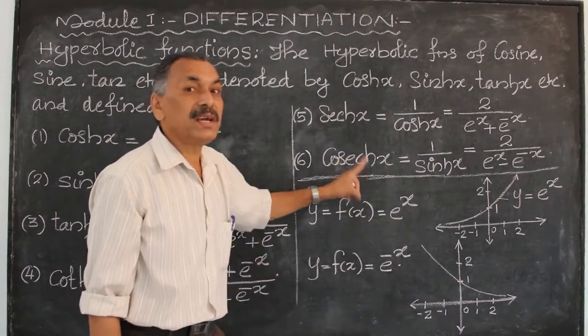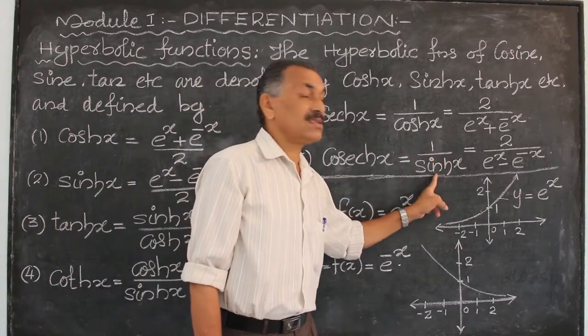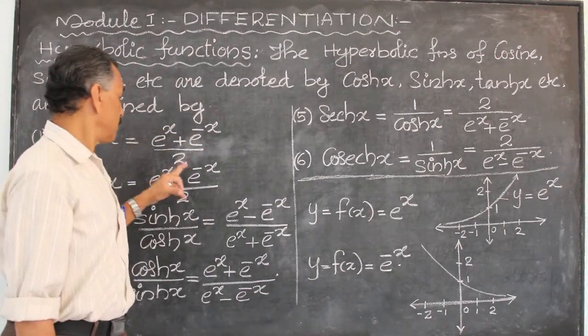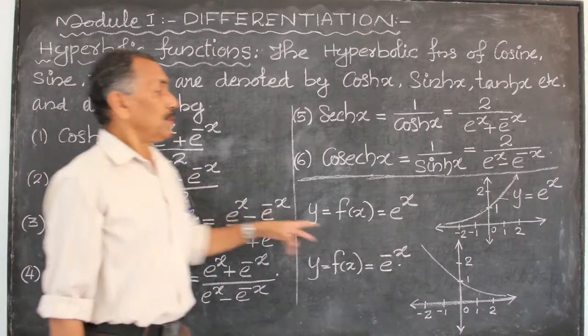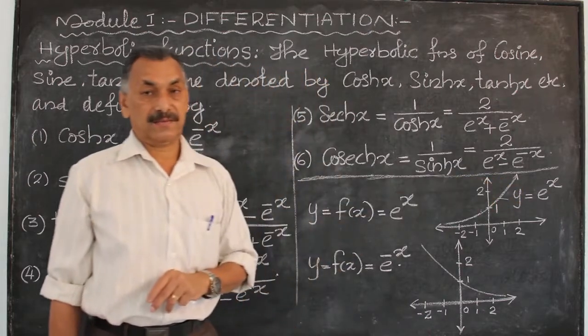Last, cosecant hx. Cosecant hx is equal to 1 divided by sin hx. 1 divided by sin hx means 1 divided by this value. That is equal to 2 divided by e raised to x minus e raised to minus x.